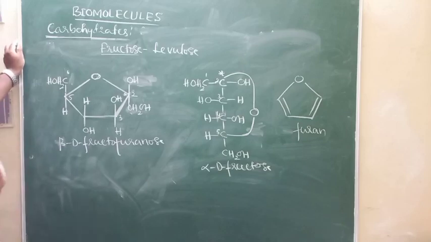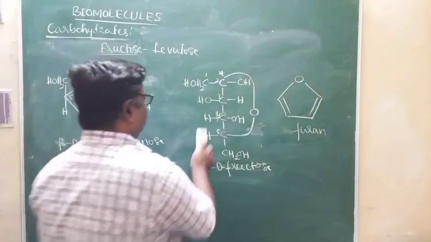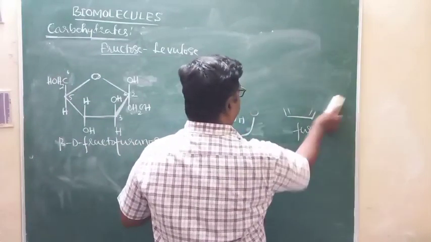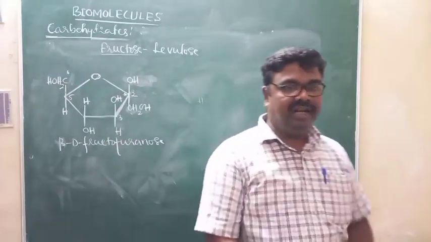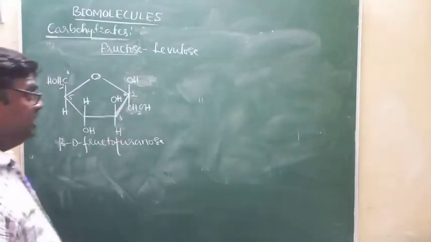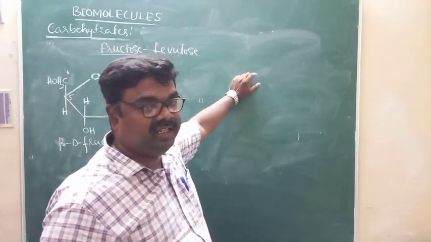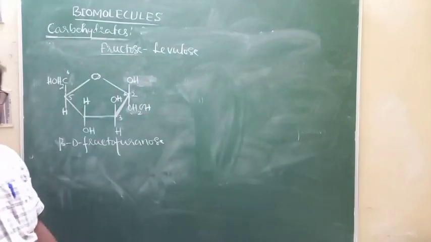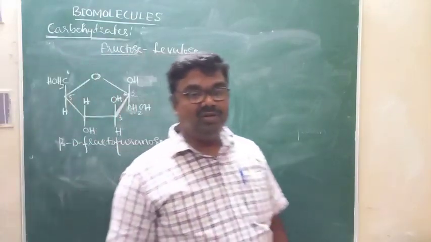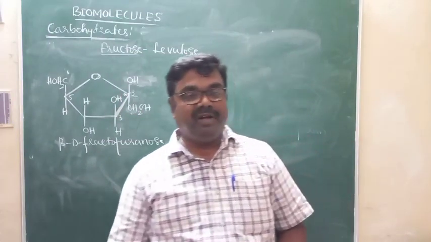Understood? So this is the Haworth ring structure of alpha D fructofuranose and beta D fructofuranose. These alpha and beta isomers are called anomers because they differ in configuration at the anomeric carbon atom. So that is the Haworth ring structure of alpha D glucose and beta D glucose, as it is for alpha D fructose and beta D fructose.